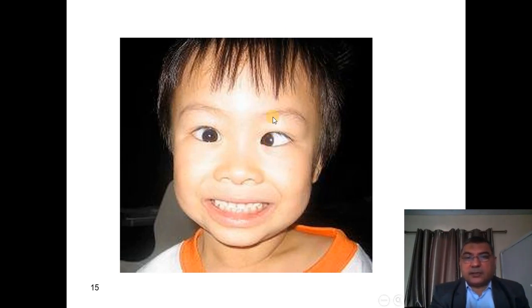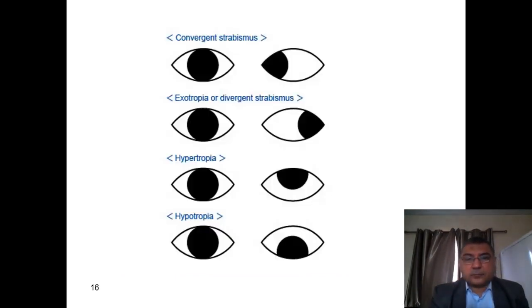The reflex may occur at the pupillary margin, and this is called 15 degrees esotropia. It may occur in the middle, like this child, between the pupillary margin and the limbus, and this is 30 degrees of esotropia. And it may occur at the limbus, and this is 45 degrees of esotropia.